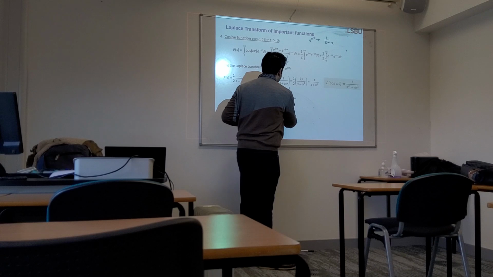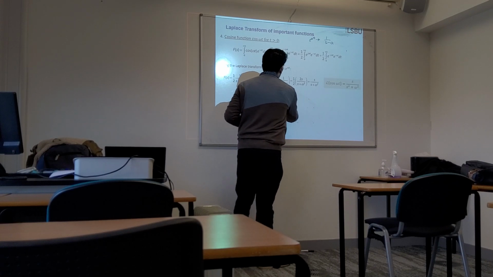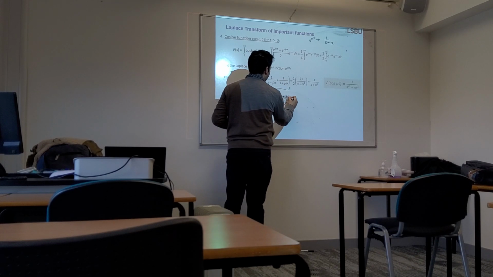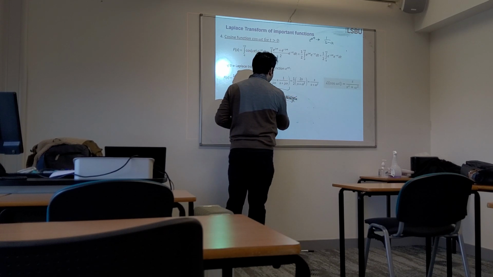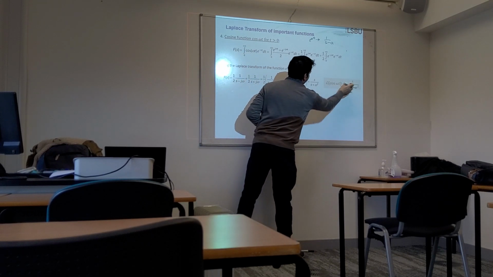So it means that this term will come here and this term should go here, so it's plus s minus j omega. So that's why j omega was actually cancelled, and you can see that s would come here.